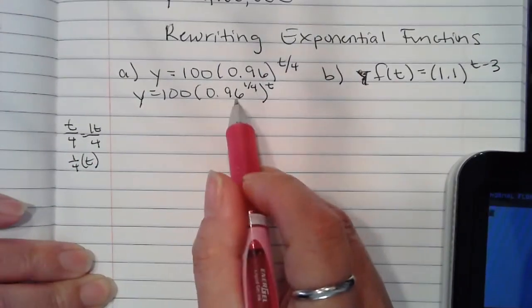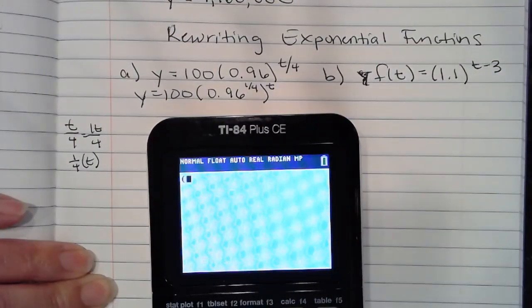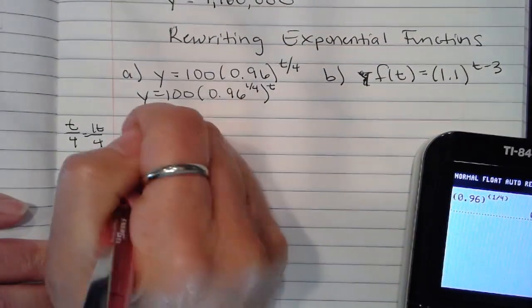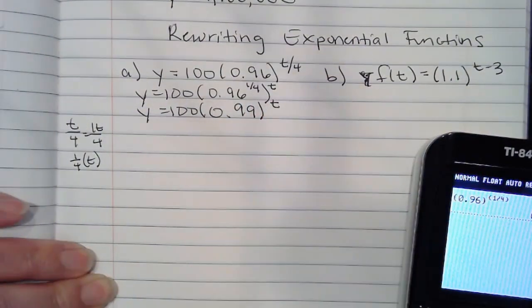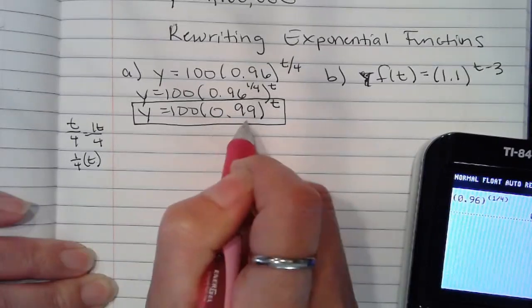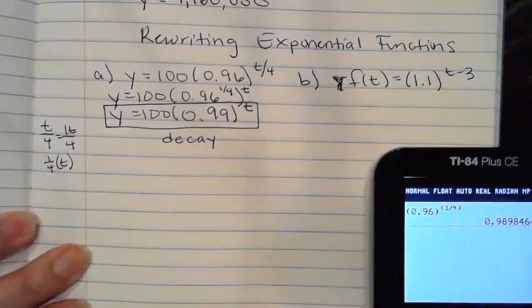So now we're going to take our calculator and we're going to calculate this. So I'll do it here. So parentheses, 0.96, close parentheses. Okay, remember the caret? So we're going to do the caret, and we have to do parentheses again because it's rational. So we're going to put 1 divided by 4, close parentheses, and then we're going to press enter, and that comes out to be 0.99. So y equals 100 times 0.99 to the t. And that is now your new function. And since you can see your rate here is less than 1, you can definitely say that it is a decay.